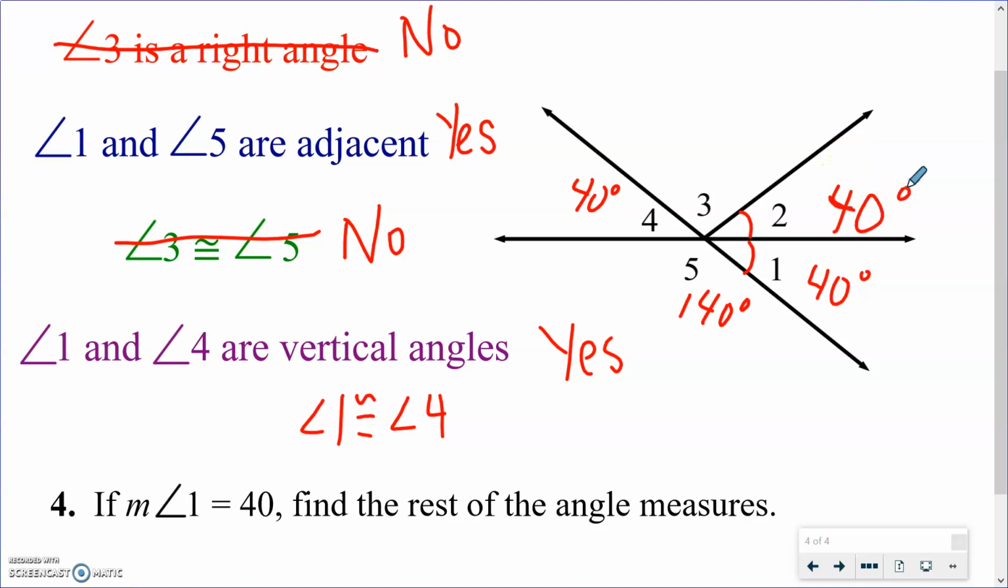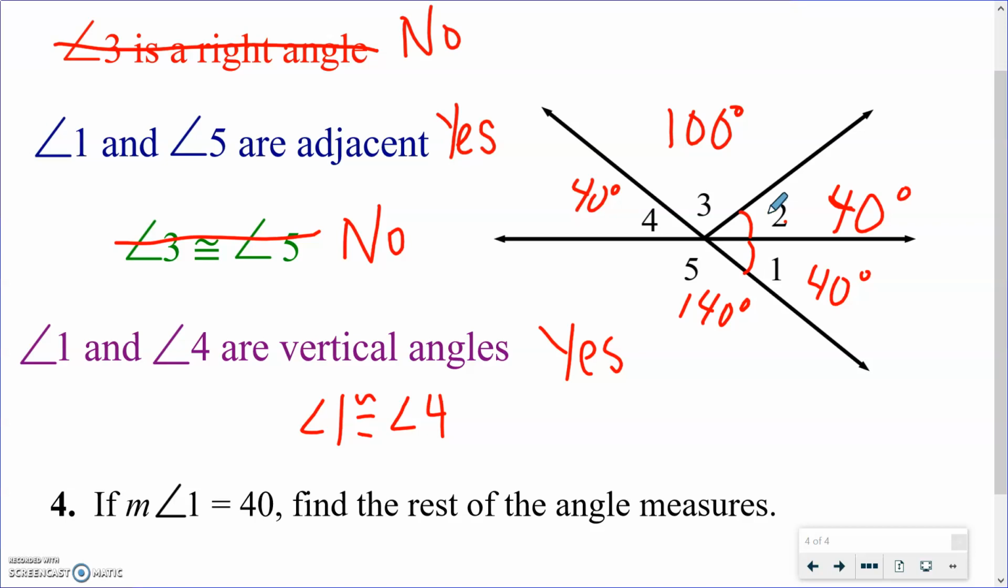Okay. And then the last thing is I see that 2, 3, and 4 are all supplementary. If we add them together, they're going to equal 180. So if these are both 40, then I know this one has to be 100 to make them supplementary. Okay, so we have found all the rest of the angle measures just based on one little bit of information and me telling you that angle 1 and angle 2 are congruent.